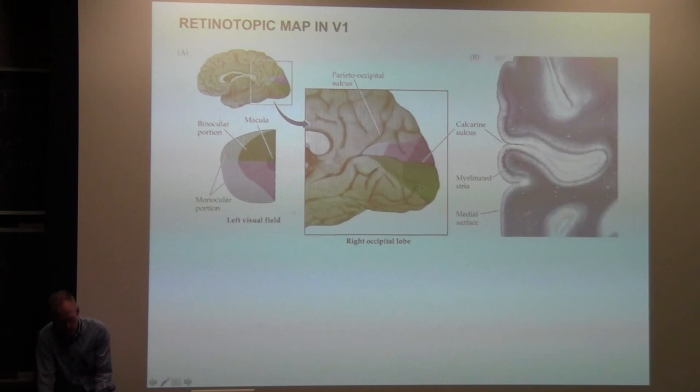You've got an expanded representation of the fovea because this is where you've got the most cones and rods. This is where you've got the highest acuity spatial information. Here's the parafoveal map. Here's the peripheral map.